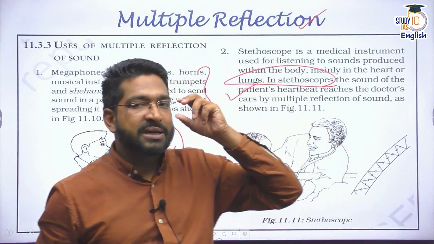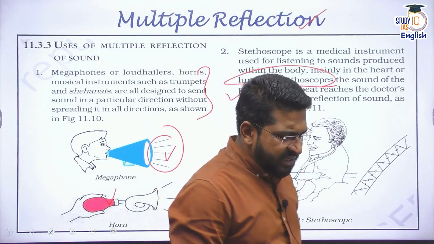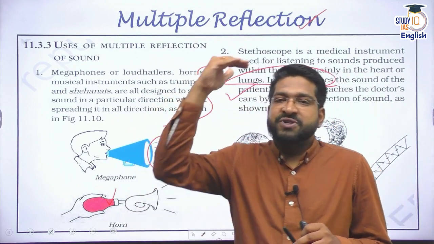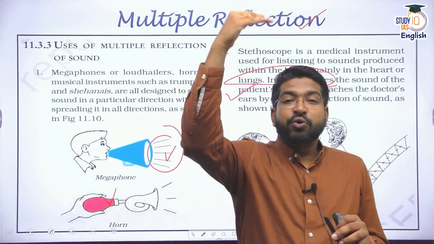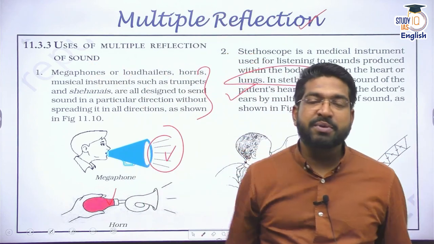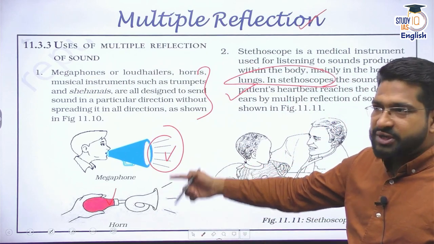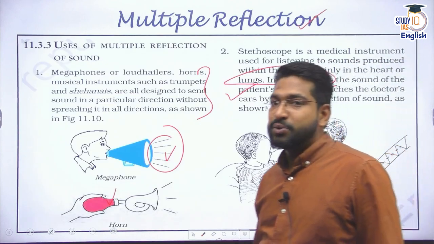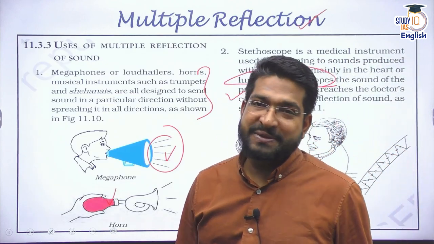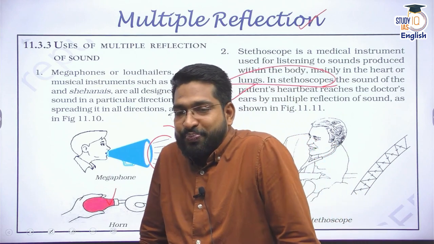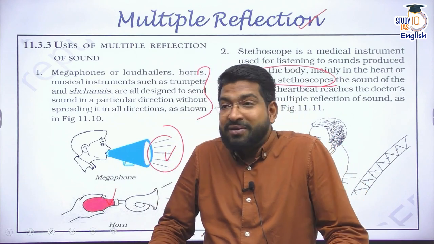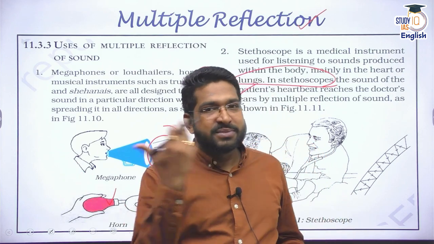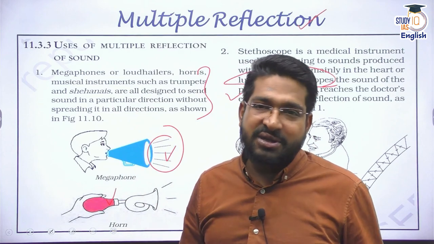Similarly, to avoid multiple reflections, if you are in your college, you must have seen the auditorium would generally be like a dome structure, or there are many sound absorbing materials, as I told you, different kinds of draperies, different rough plasters, fireboards, etc. used so that sound does not reflect multiple times. Same thing in the studio also. In the studio, I do not want the sound to be repeated. I don't want multiple reflections of the sound. That's why some equipment or some setup has been done.